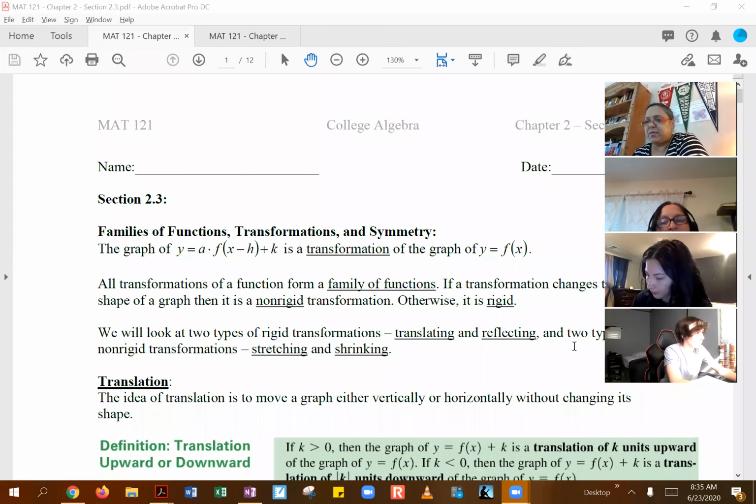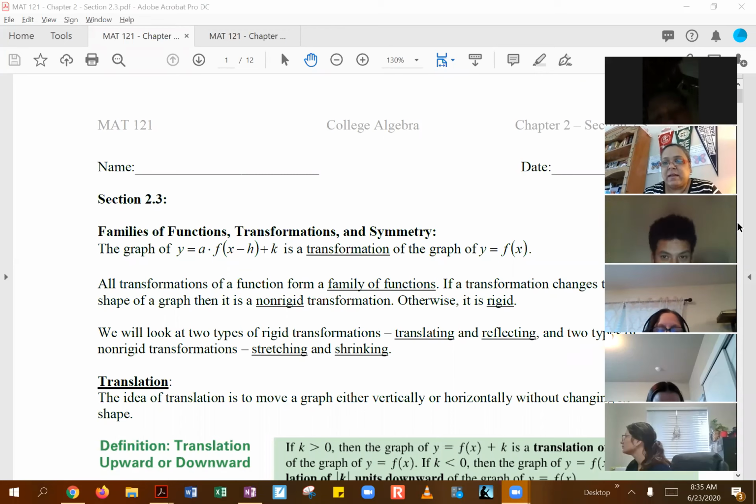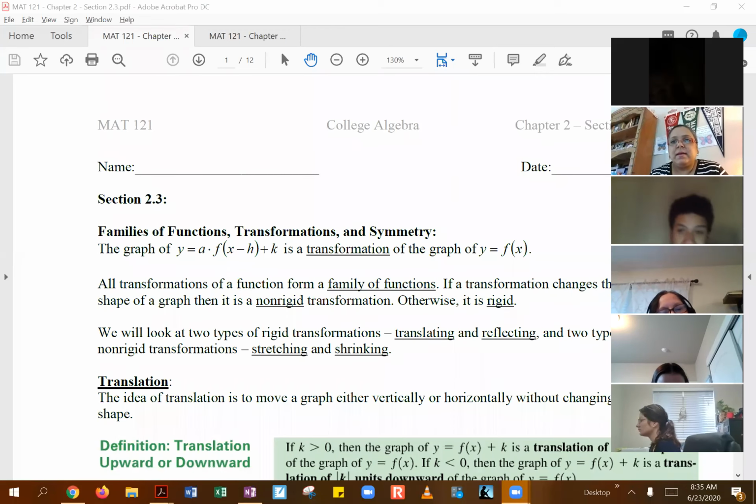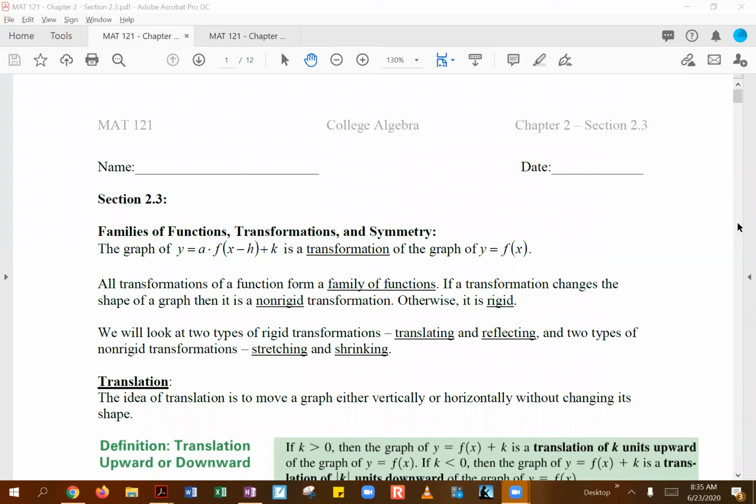Section 2.3 yesterday, and we had just started talking about transformations. So let's see, we had worked through what happens if you move your graph vertically up or down. How does that change your graph? And of course, we looked at the changes that can happen with domain and range depending on what kind of function you have. Okay, so let's continue where we left off.